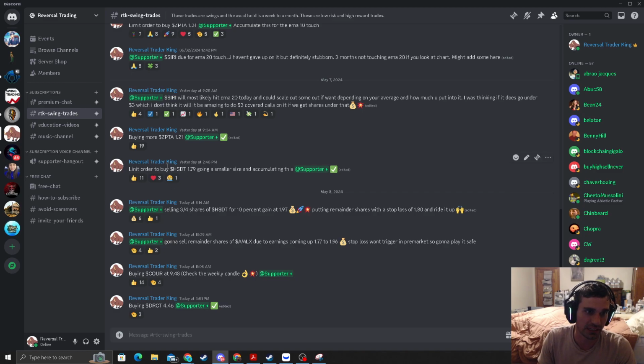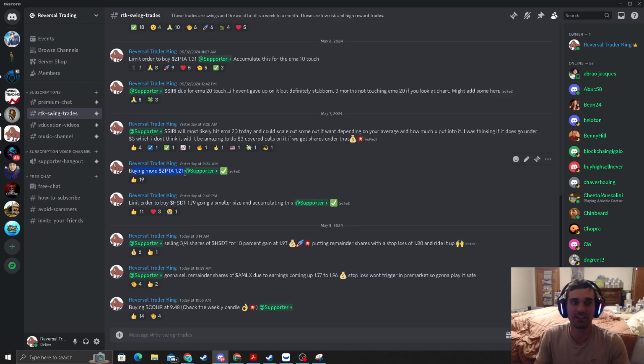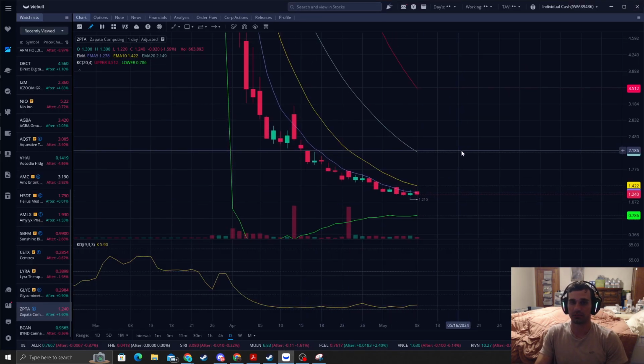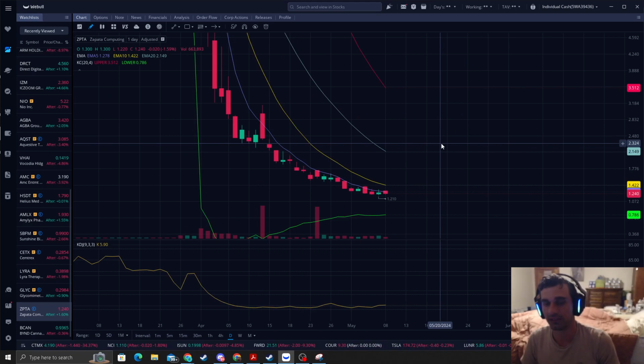You can see right in here, buying more ZPTA at 1.21. I have an average of 1.25. I had another order I bought, but you can see right in here, I bought a lot. I think it's going to go up, and I can get a nice return. I'm really positive it's going to do that. But this is the strategy.